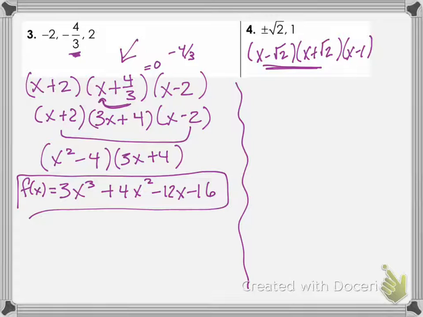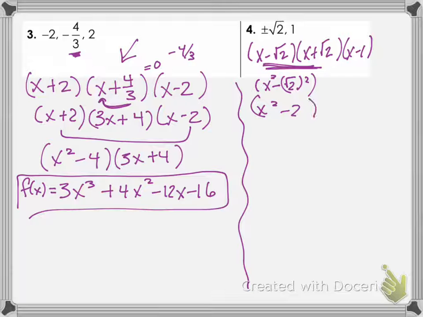So watch what happens when you FOIL this. This is a difference of squares. So isn't this just x minus the square root of 2 squared? So wouldn't that just be x squared? So wouldn't that just be x squared minus 2? That's what that becomes. x squared minus 2.